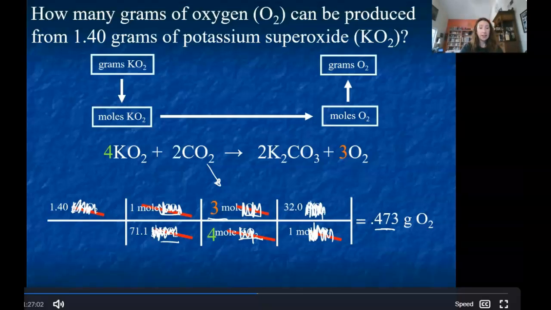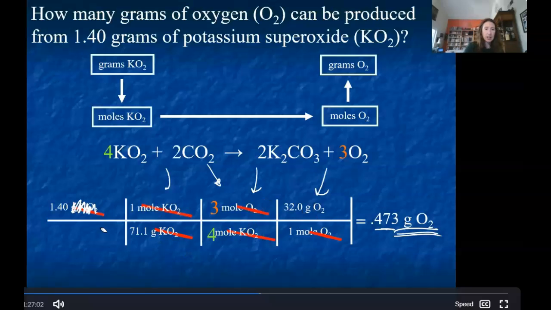How do you know that's right? How do you know you ended up with grams of KO2? There's no way of following your work right now. It's just sheer luck that you put the 3 on the top and the 4 on the bottom. And a lot of times when students mix it up, it's because they didn't put these labels. These labels are the key to these questions.